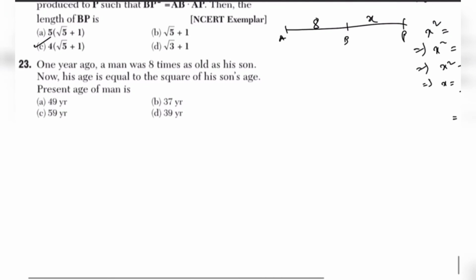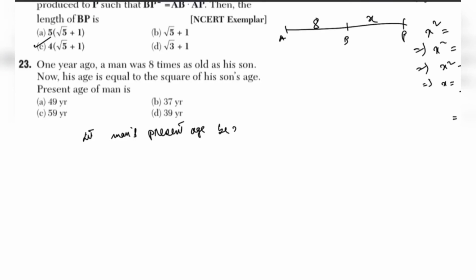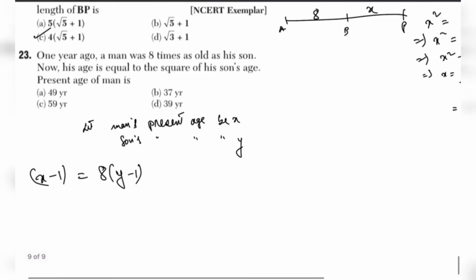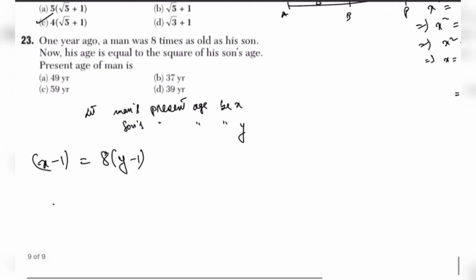Okay. Now number 23. Man's age, son's age. Okay. Let's start with, let man's present age be x and son's present age be y. Again, what are they saying? Okay, 1 year ago, so x minus 1, man was 8 times as old as his son. Okay, now his age is equal to square of his son's age, so x equal to y square. So we already have y square, just use this substitution.